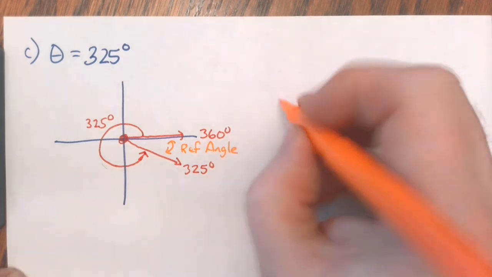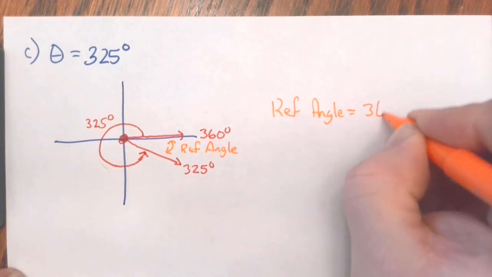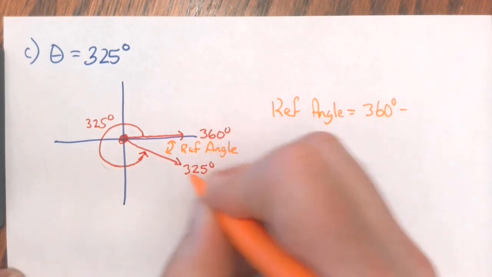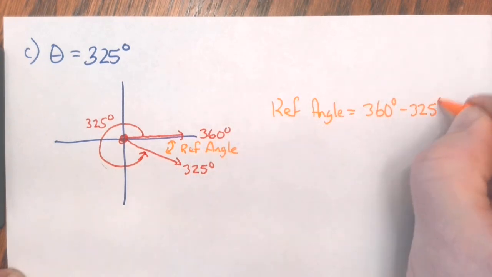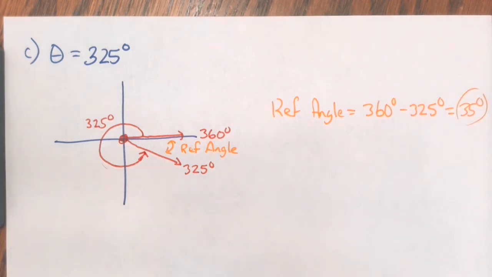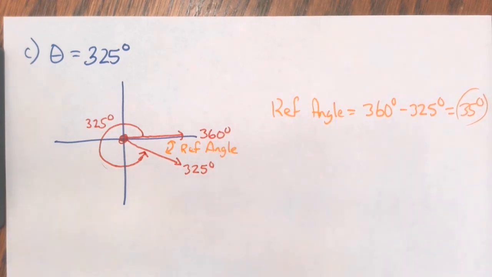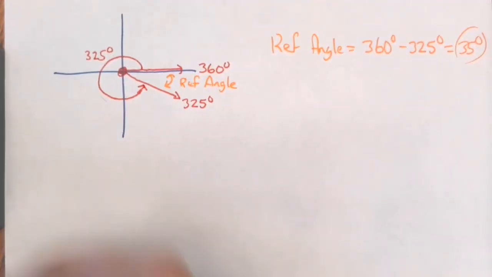So our reference angle on this one can be calculated by doing our x-axis number minus our angle, and that is a 35 degree angle. So the reference angle this time is 35 degrees. If you subtract these two angles and you get a negative, you can just remove the negative to get the absolute value, and that'll give you an acute angle between 0 and 90 degrees.